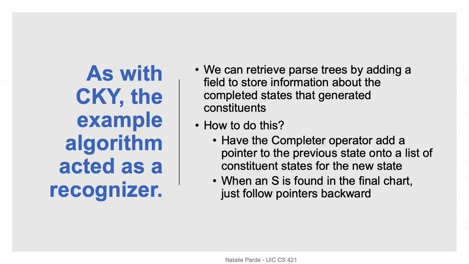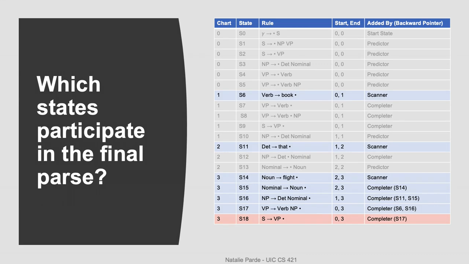Now, just like we saw with CKY, what you just saw functioned as a recognizer. It let us know whether a successful parse existed for the input string, but didn't tell us what that parse actually was. If we want to retrieve the actual parse trees produced by the Earley parser, we need the completer operator to also add back pointers to indicate where the completed operations came from. Then, once we encounter a completed sentence node in the chart, we can just follow those pointers backwards to retrieve the parse. We could visualize that just like you see here.